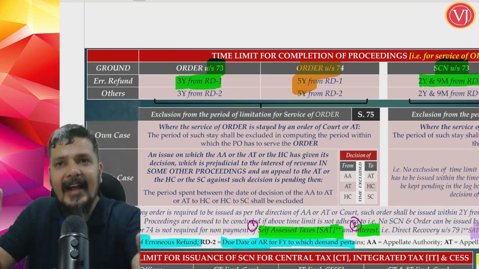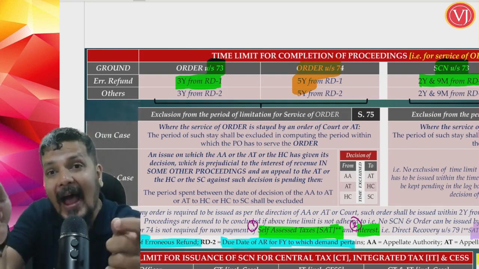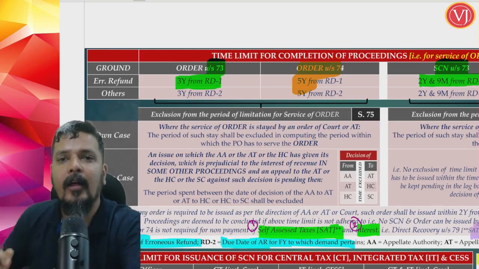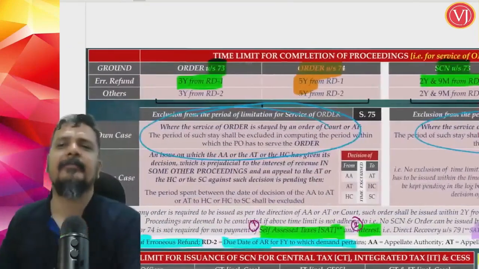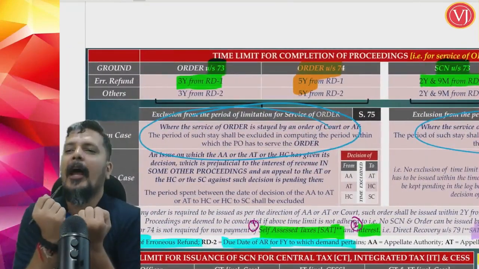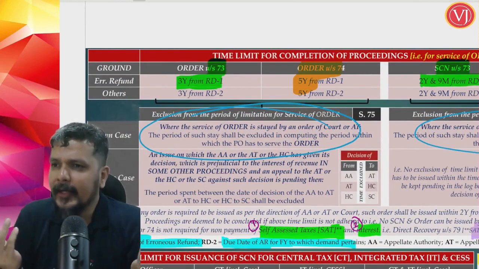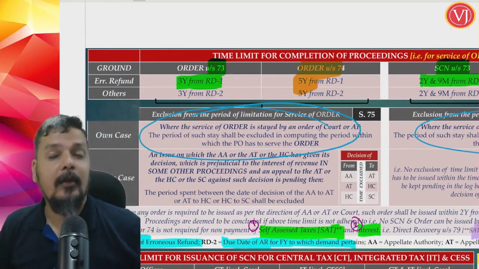Now, in that time limit, what are you going to add? You are going to add the stay period. The stay period on the notice and the stay period on the order. Whenever there is a stay period, your hands are tied. You cannot do anything. Can you? No. Next question will be that.